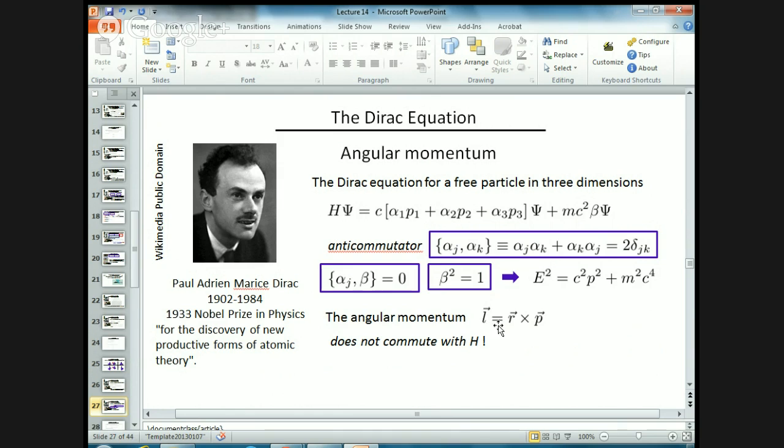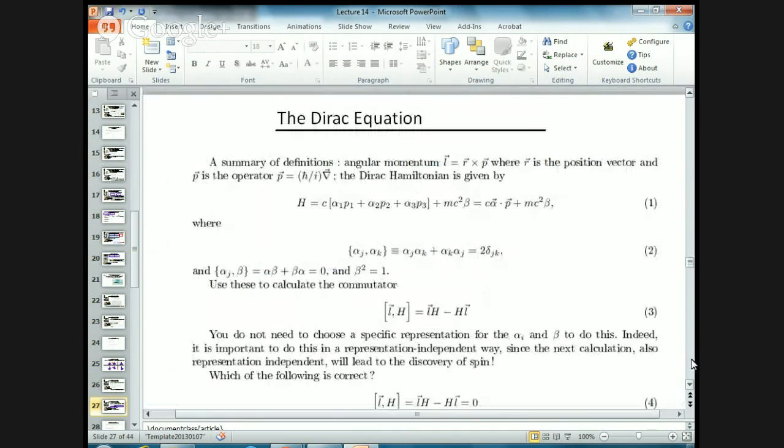The orbital angular momentum operator doesn't commute with H. So the orbital angular momentum of a free particle is not a constant of the motion. If I had discovered this instead of Dirac, I would have said, to hell with it. If the angular momentum isn't conserved, I don't want any more, because that doesn't work. But what we'll see, the proof is straightforward, okay?